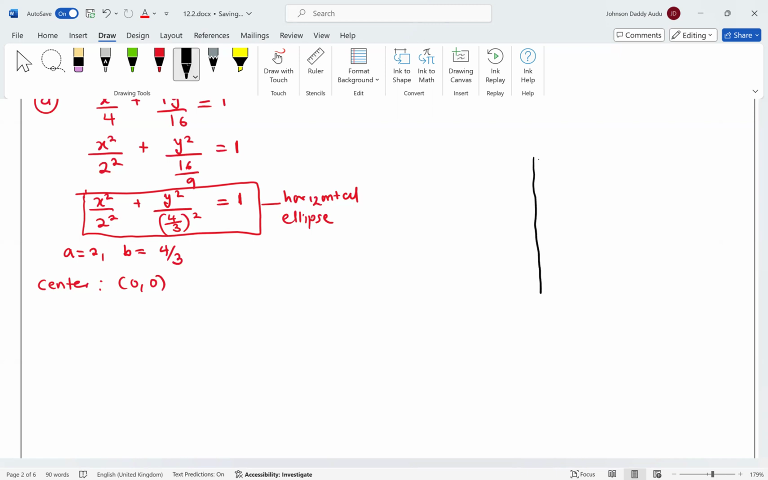So let's say we know the center. So the center is 0, 0. And we know our A. What is A? A is already 2. So we know the endpoints, which are the vertices. So here is going to be minus 2, 0, and what? 2, 0. So this will be our vertices, right? And then the other endpoint will be our B, the one associated with the minor axis. So this is going to be 0, 4 over 3, and 0, minus 4 over 3.